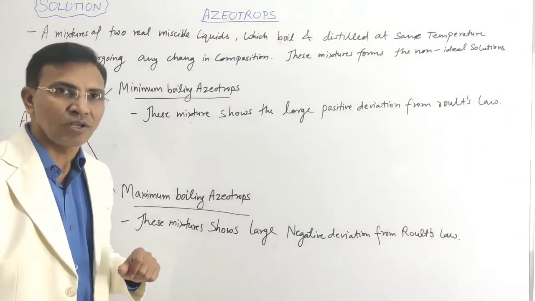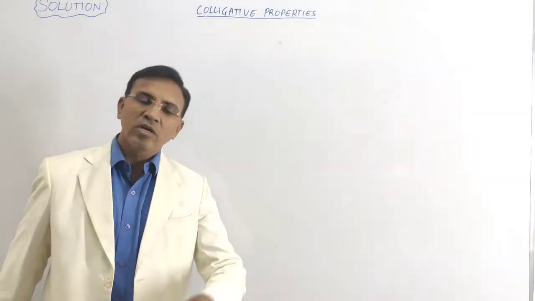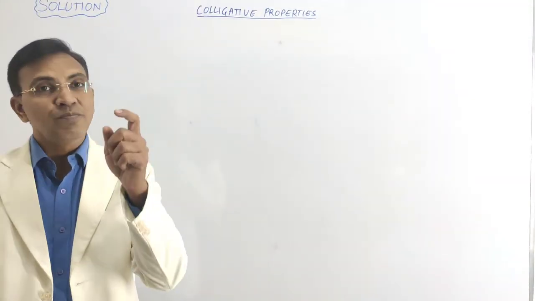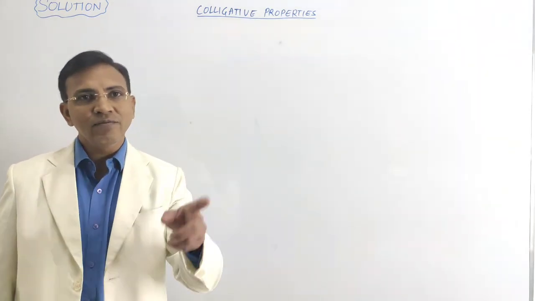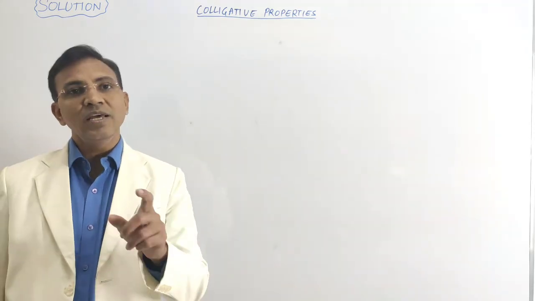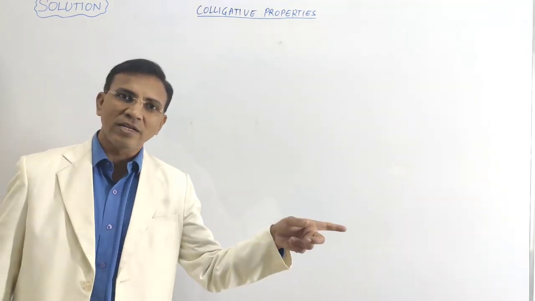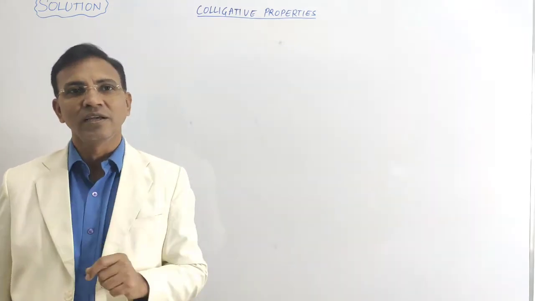Now move to the colligative properties. The colligative properties depend on the number of solute particles relative to the total number of particles in the solution, in place of the nature of the particles. This is the main thing.